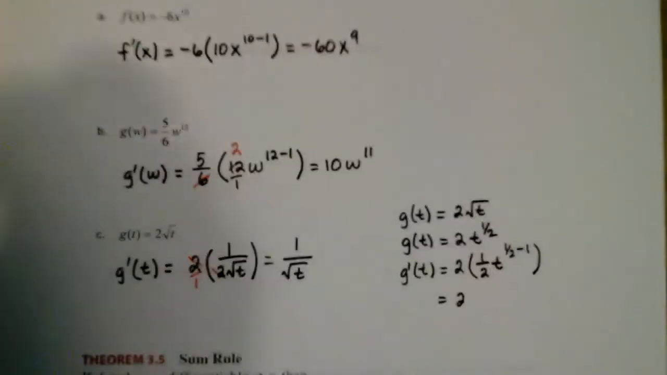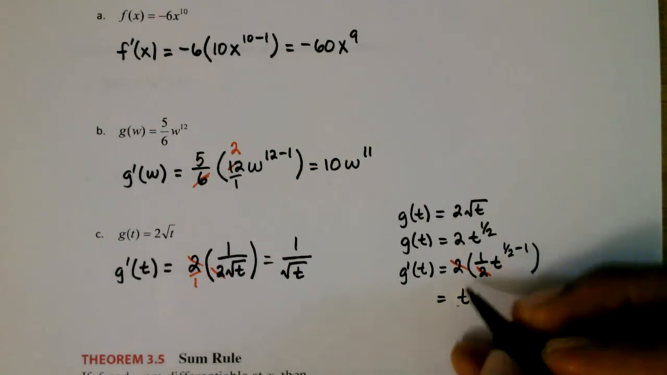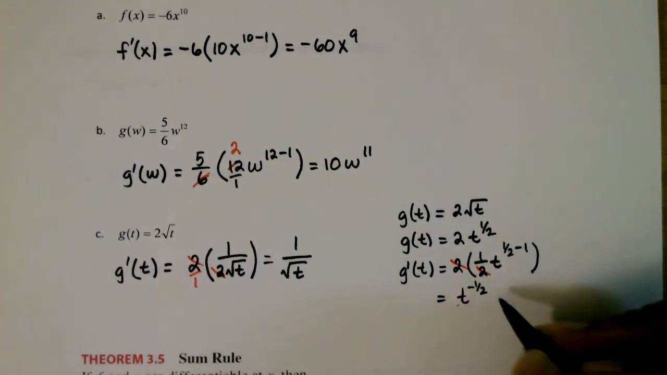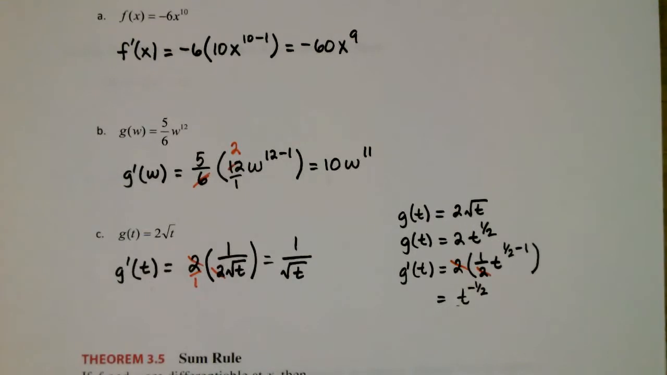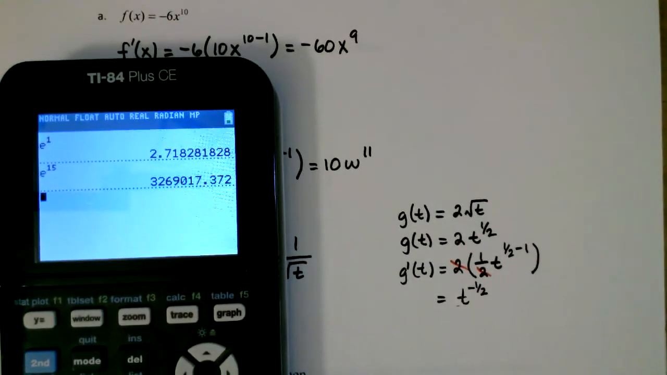And let me go ahead and simplify this right here, that 2 times 1/2, because those 2's divide out. So all you'll be left there with is, let's see, t to the 1/2 minus 1. That's going to be negative 1/2. And of course, I can show you in the calculator. If you do 1 divided by 2 minus 1, press the math key, select number 1 for fraction, you'll get negative 1/2.